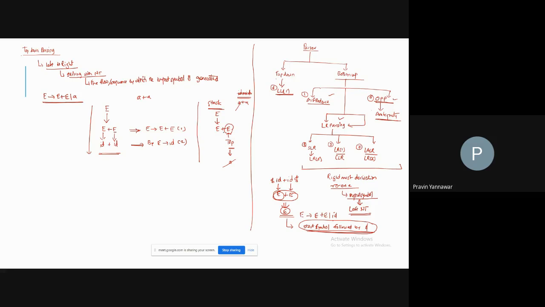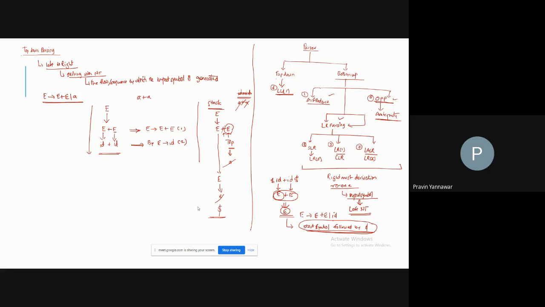Then what remains is that the top of the stack is plus. Plus is already there, so it is matched and popped off. What remains on the top of the stack is E, which has to be substituted by A, and the input string gets matched. What is available on the stack is dollar. This is how you have prepared it.